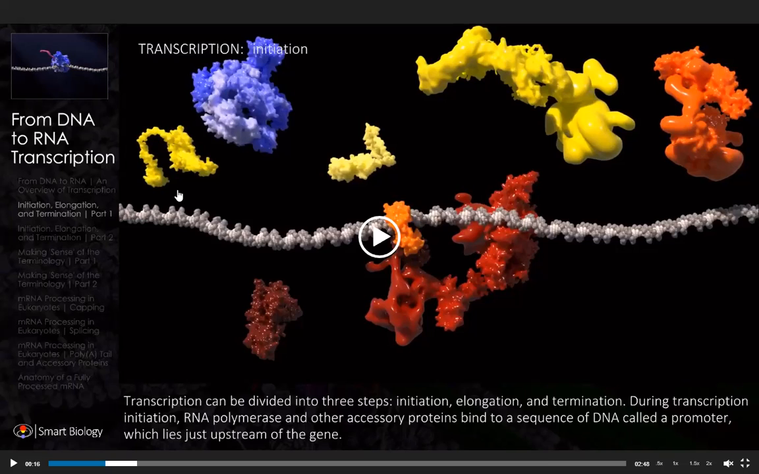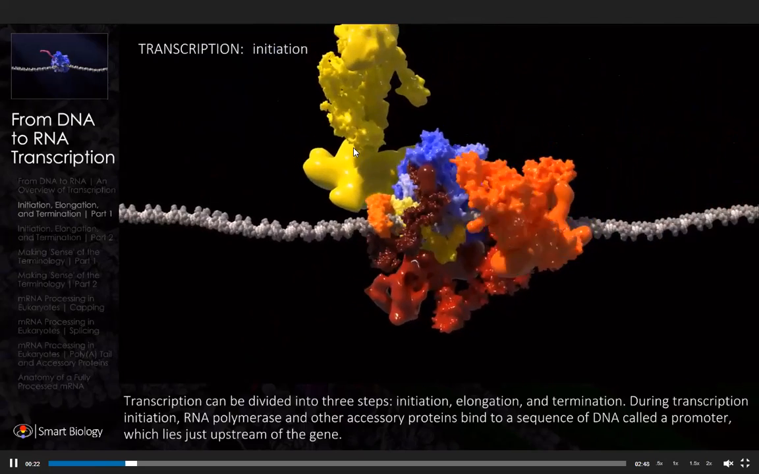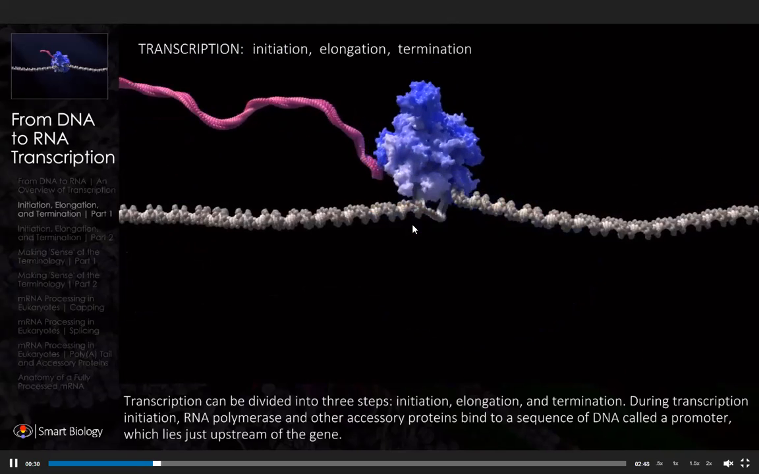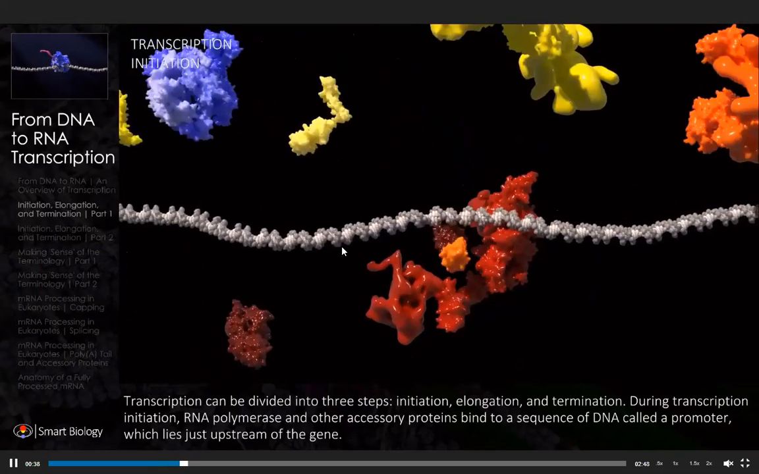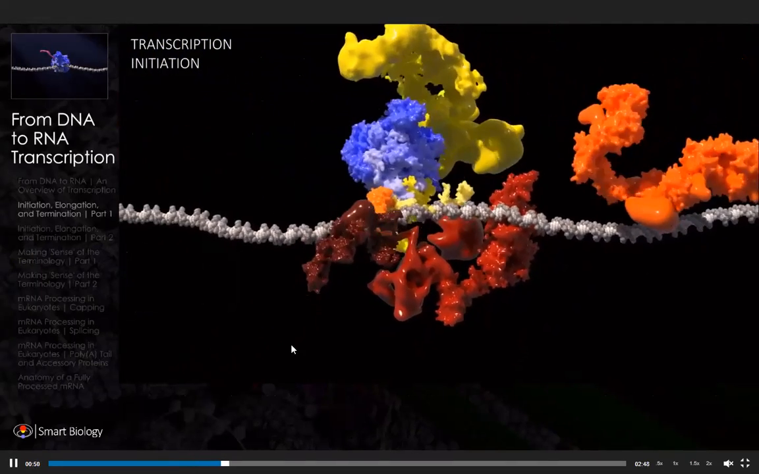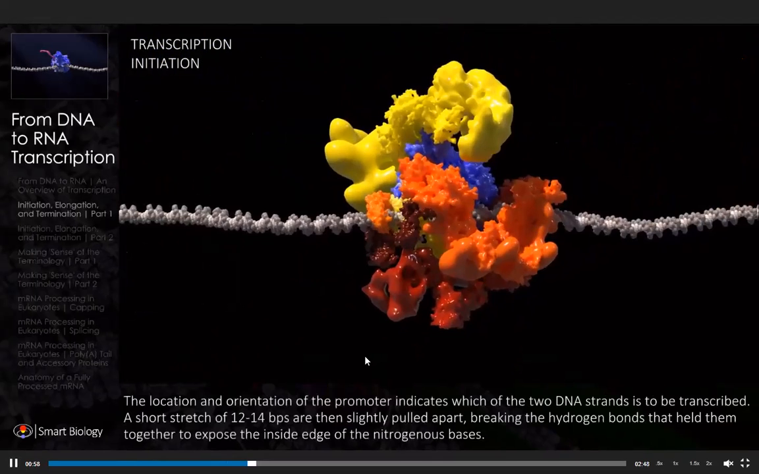Okay? So RNA polymerase and other accessory proteins bind to a DNA sequence called a promoter, which lies just upstream of the gene. Let's look at it now. So this is the huge transcription factor complex that comes and helps the RNA polymerase to go and bind. And now the RNA polymerase will bind and result in the synthesis of the mRNA. So here we have the promoter, we have many accessory proteins, these are called transcription factors, and this is the gene. So here we have the binding of the RNA polymerase, which is in blue. All the accessory proteins are coming and helping.